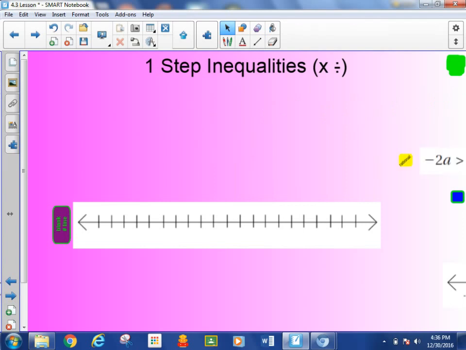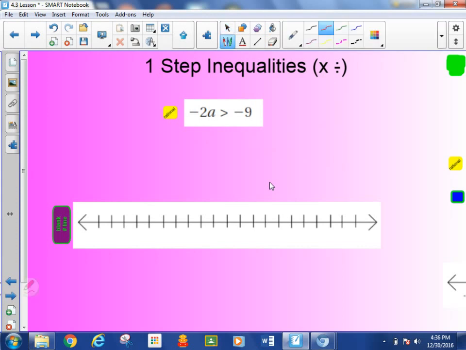All right, let's practice a couple rational numbers. Rational numbers meaning sometimes we're either going to get decimals or fraction answers. So when I look at this, still following that same concept, I want to get that a by itself, so I'm going to divide by the -2. Don't forget to take the negative with the 2. Now I have a is greater than -9 divided by -2.